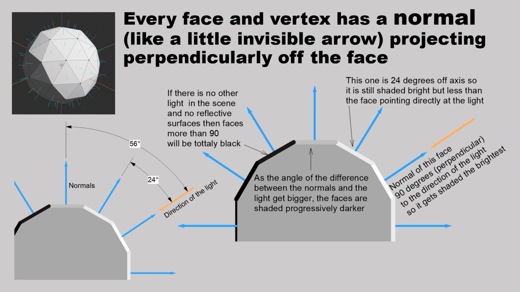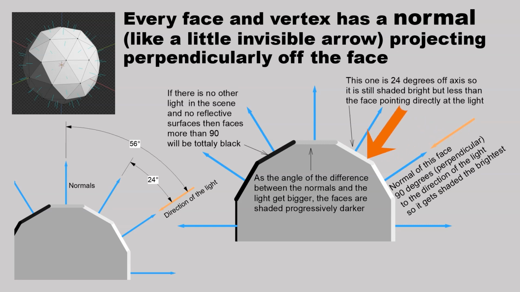Okay, so imagine a little whisker growing straight out of every face on an object, like this little icosphere up here in the corner. That's the normal. The shader is calculating the angle of the light in the scene with the angle of each face to determine how bright that face should be rendered. For example, on this icosphere, one of the faces is pointing directly at the light in the scene. So the normal of that face and the angle of the light are the same.